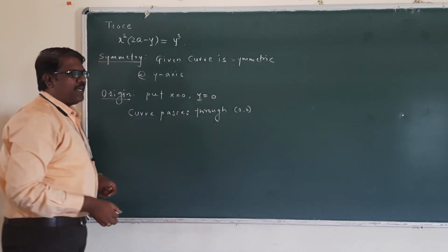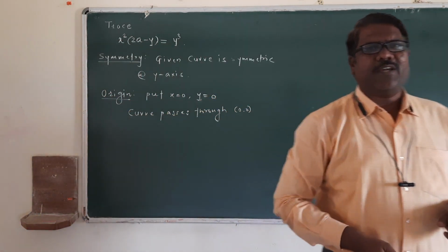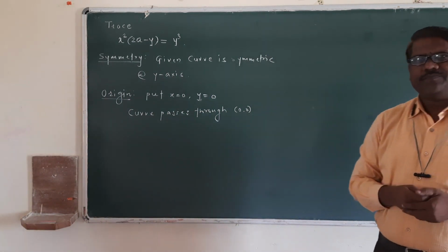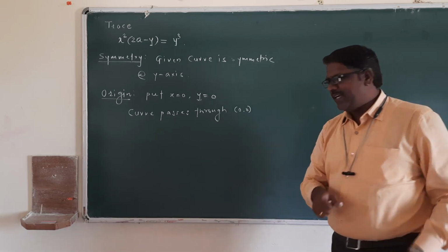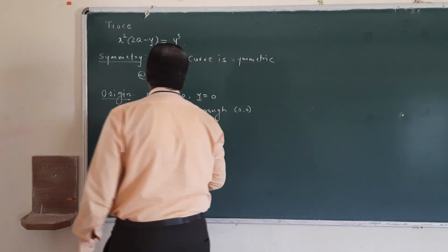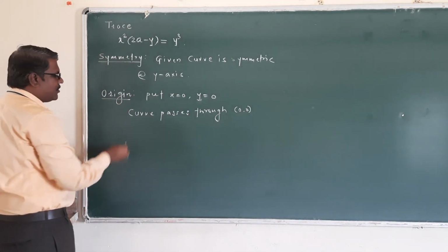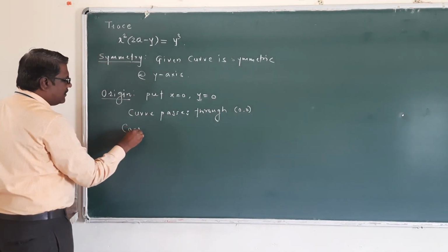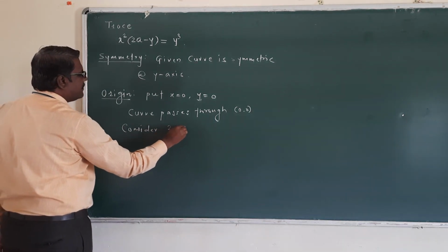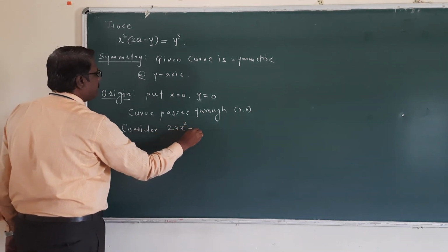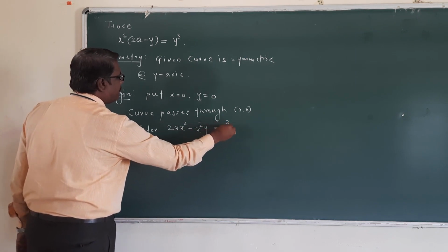Now once the curve passes through origin, the next work is to find the equation of tangent at origin. And how to find the equation of tangent at origin? Equate the lowest degree term to 0. Now we will consider the equation of the given curve: 2ax square minus x square y is equal to y.